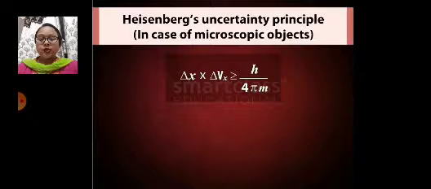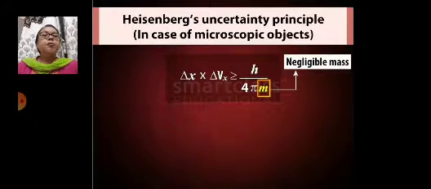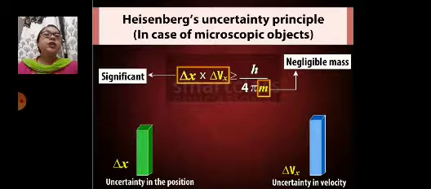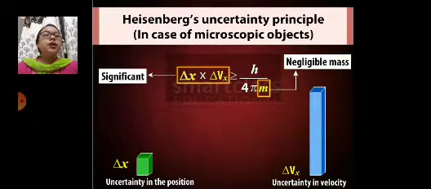Whereas, in case of a microscopic object like an electron, the mass of the electron is negligible. So, delta x into delta v is significant, which means if delta x decreases, then delta vx will increase.